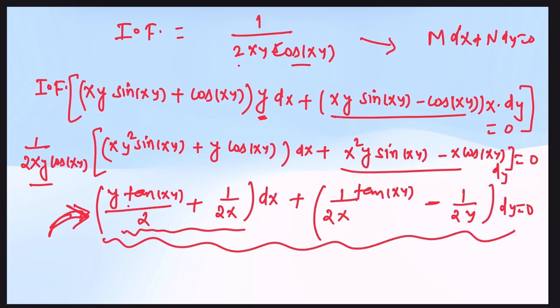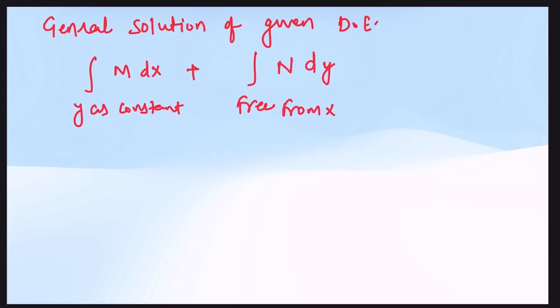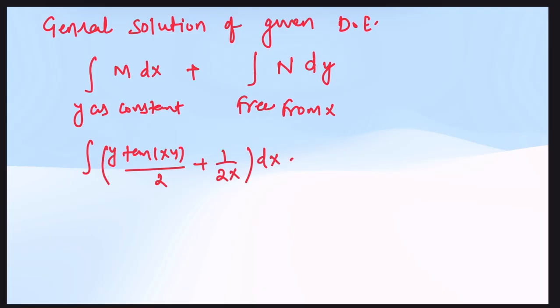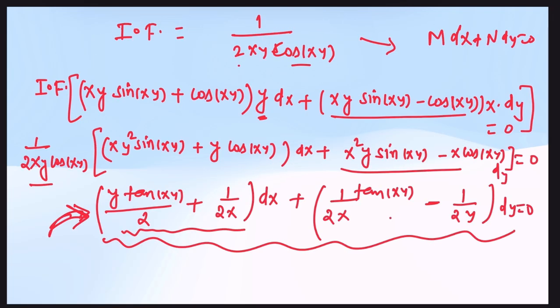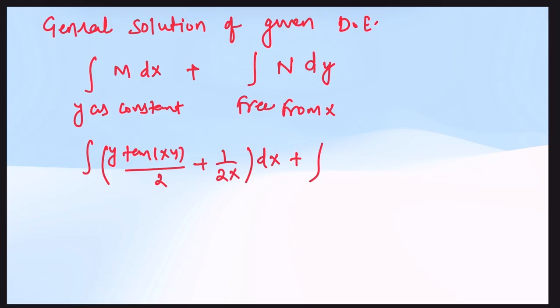Here y will work as a constant, so it will become y into tan xy by 2 plus 1 by 2x dx plus N dy. Here the terms free from x: the only such term is minus 1 upon 2y dy equal to 0. Now we will integrate.